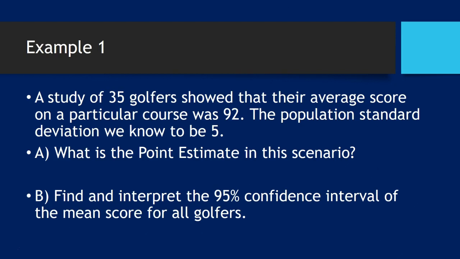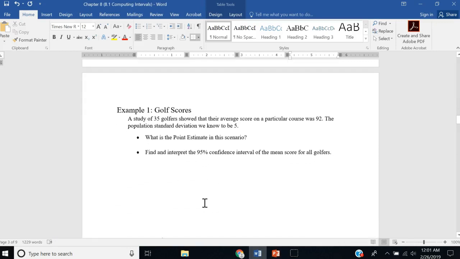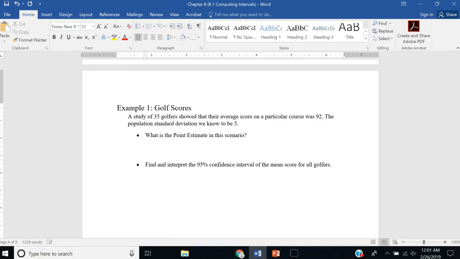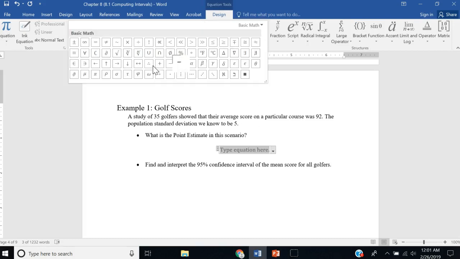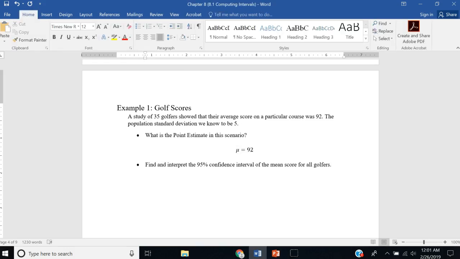So here's what we do. First off, part A, point estimate. Point estimate is just that single number, right? So in this scenario, if you had a single number to guess what the population average is, you better say, well, the population average is probably close to 92 because that was my sample average. So point estimate in this scenario is 92. It's the guess that my average is equal to 92.